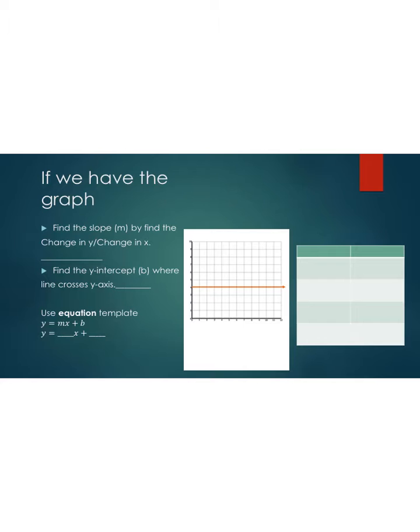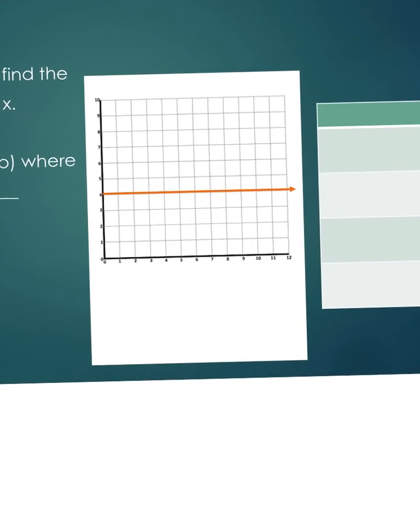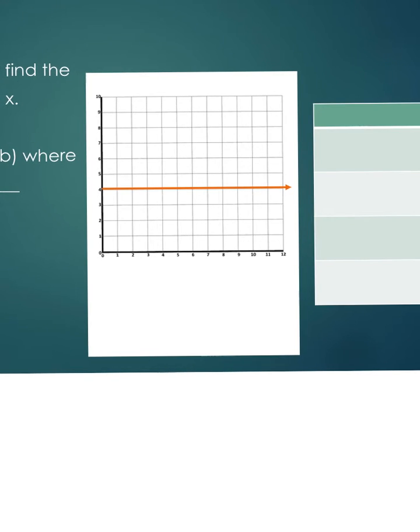So when you have a graph, you have to find the two pieces of information that we need. We need the slope and we need the y-intercept, right? We need those two pieces of information. And on the graph, it's pretty easy to find. I'm going to blow the graph up for a second. And with the graph, you need two pieces of information.